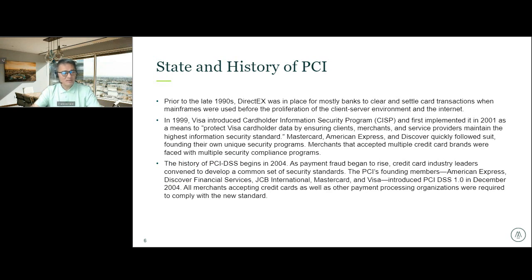As you can imagine, prior to the 1990s, without the proliferation of the internet and the client server environment, we were all using mainframes, and Rec Exchange was one of the first generation of payment card compliance, clearing and settlement mechanisms and processes in place. Without reading all the words, you can read it yourself in the slide deck. In 1999, CISP was introduced by Visa, and then in 2001, every card brand, MasterCard, American Express, Discover, JCB, all had their own program starting at that point.